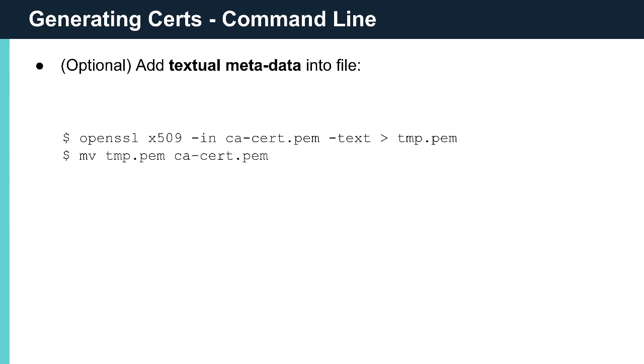Sometimes it's helpful to add the textual metadata into the file. This would be the same data that we saw when we ran openssl x509 -text, but this is just a way you can put it into the file, prepended on top of the actual certificate. Then you can open up the PEM file and actually see it in text instead of rerunning the x509 command. A TLS library should ignore any text that comes before the BEGIN CERTIFICATE, so it shouldn't cause any problems.